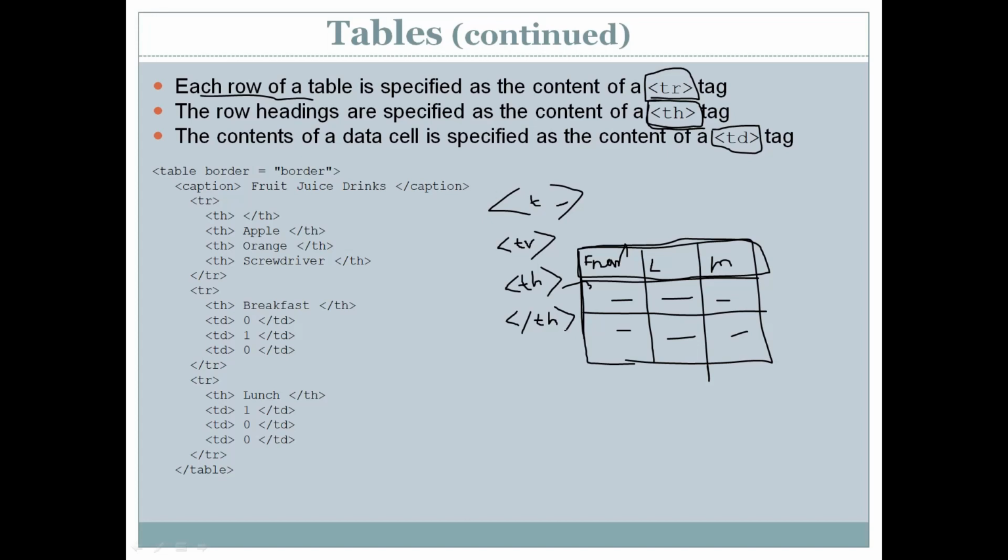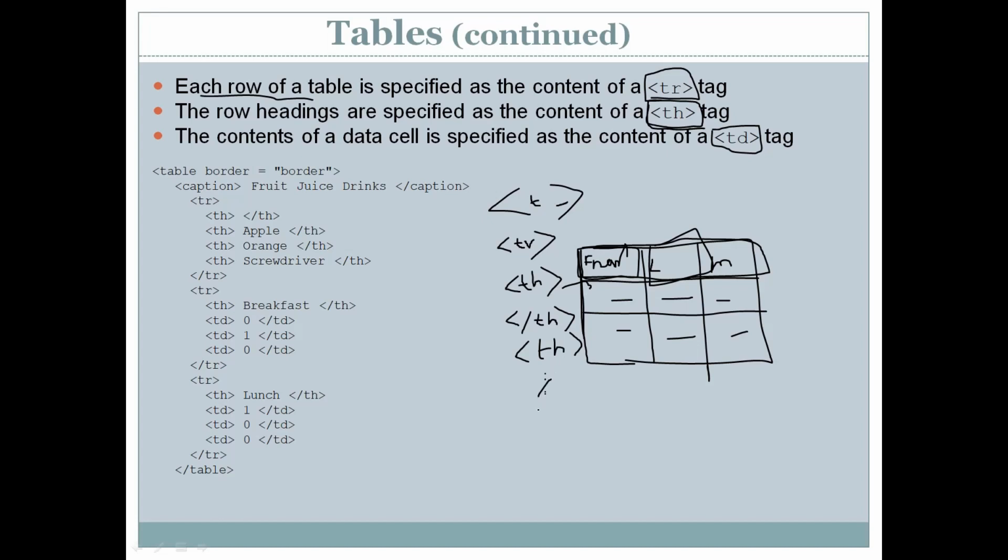Like this we have to add how many th? One th will add one cell. Like this we have to add 3 th to add 3 cells. So again 2 more th, open and close. Once you have all the th, this row completes. After 3 th, this row completes.